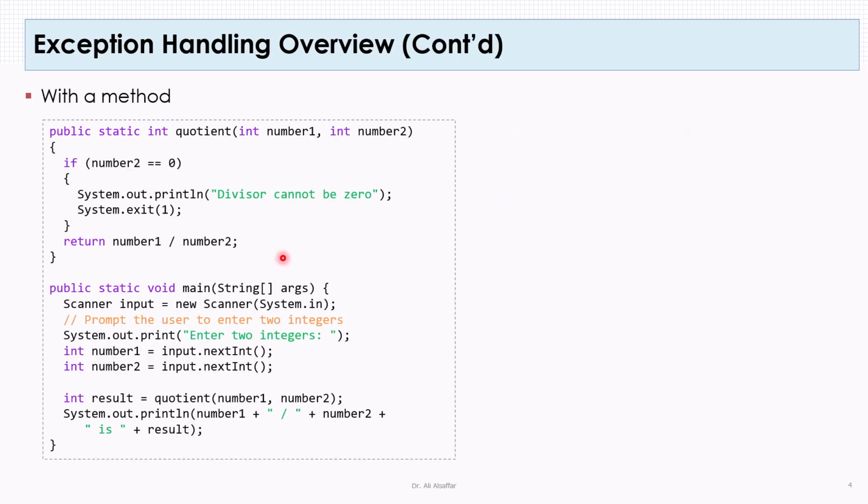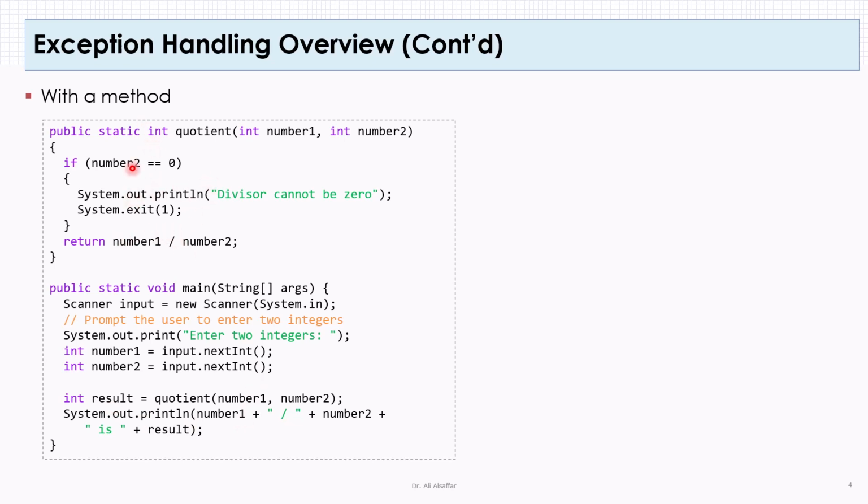Here is our code rewritten so that the computation of the quotient is made as a method, and the method name is quotient. So quotient simply returns number 1 divided by number 2. So we have two methods. One is the main method and the other one is the quotient method. Inside the main method, after reading the two numbers, the main method will call the quotient method, supplying number 1 and number 2 as parameters. The quotient method will return the result, which will be saved into the result variable and printed on the screen. So the quotient method returns the quotient of two integers.